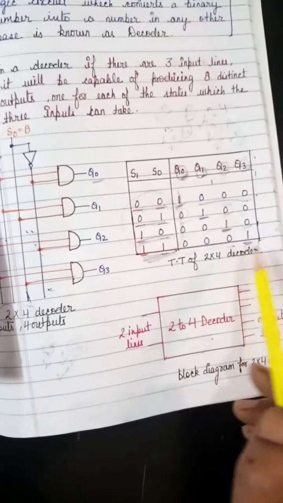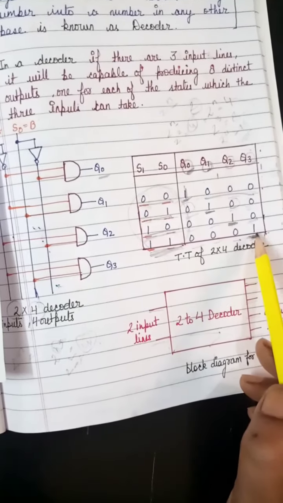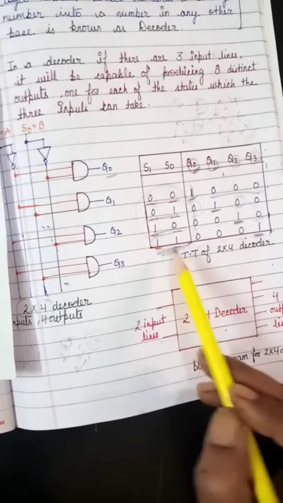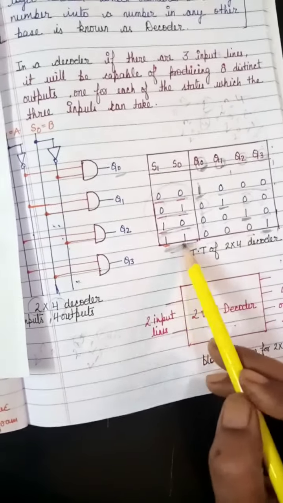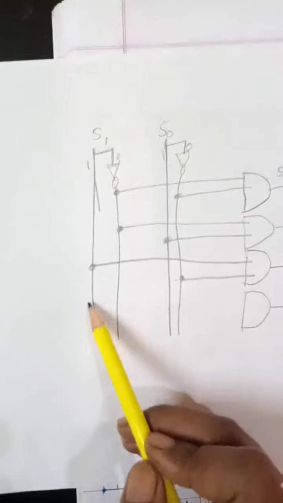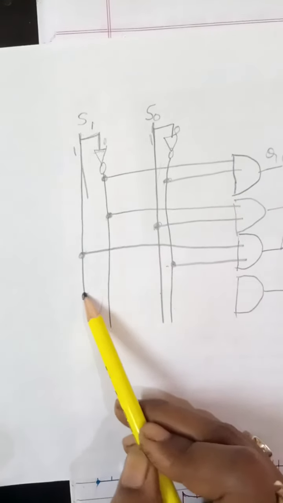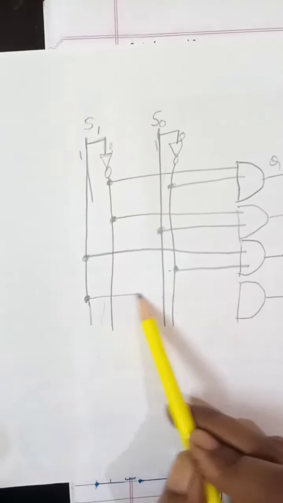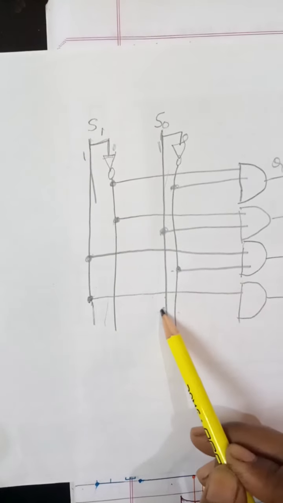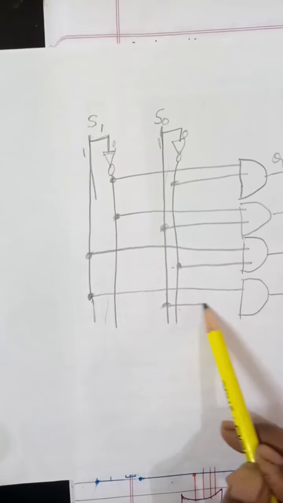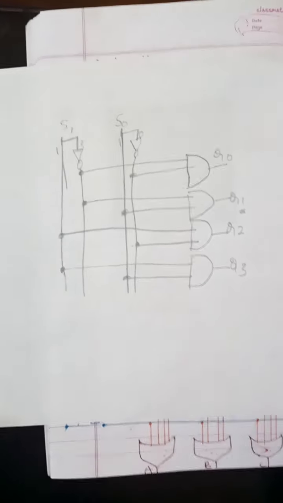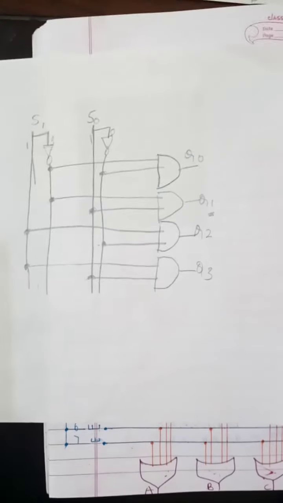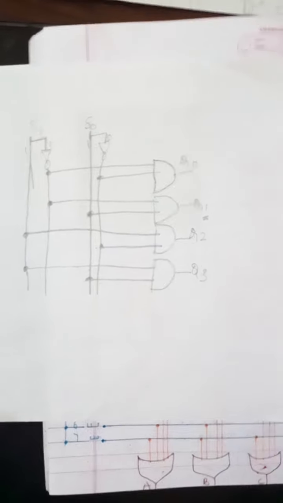Now Q3, we are getting 1 in Q3 when the combination is 1, 1. Binary is, the input lines are 1, 1. So the input lines are uncomplemented 1 from S1 and 1 from S0.